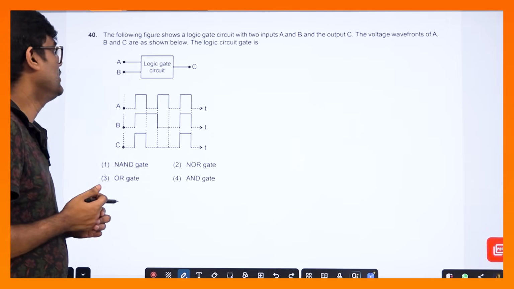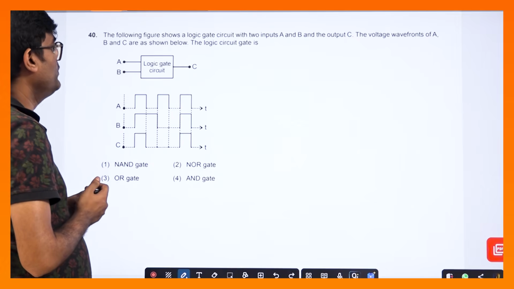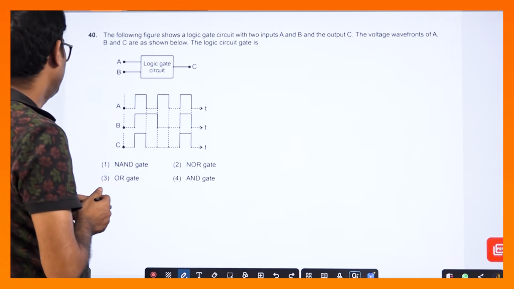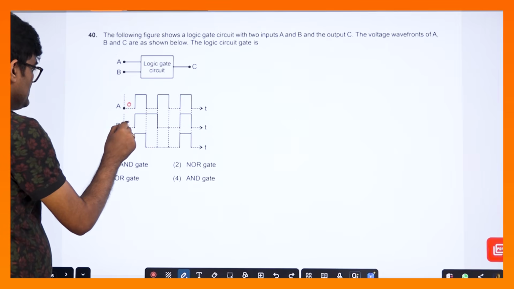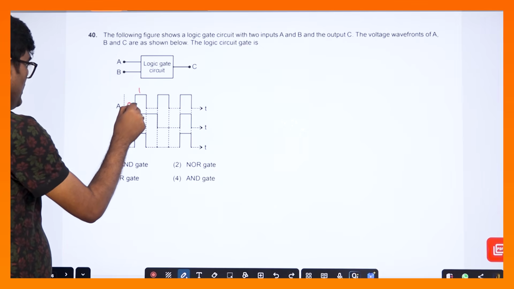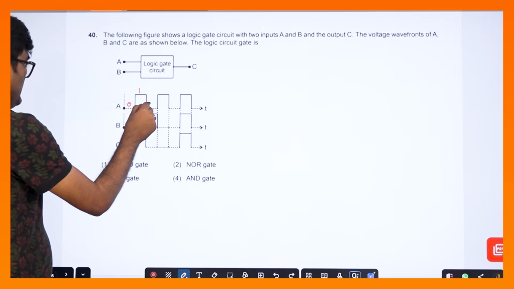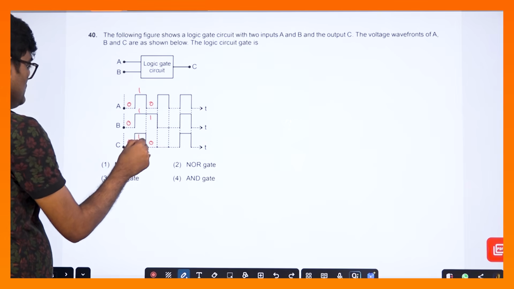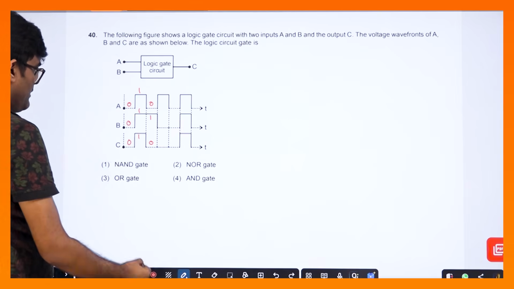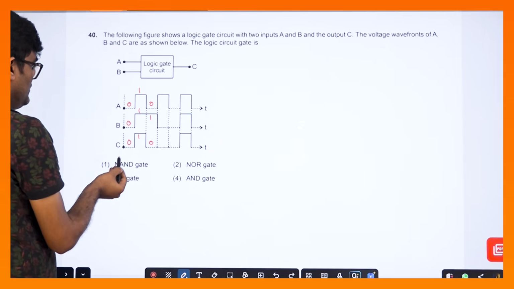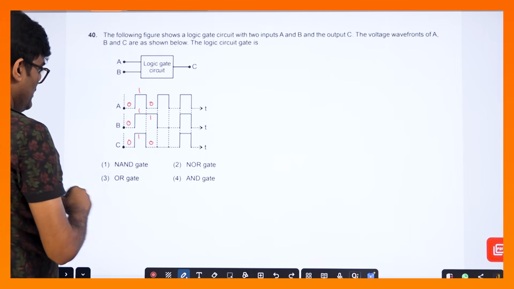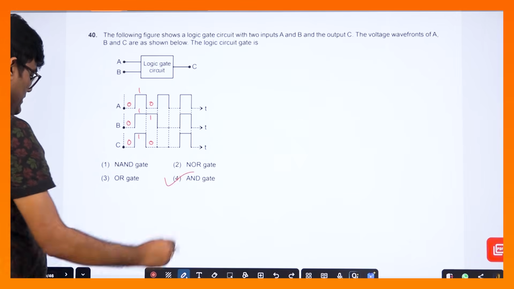The following figure shows a logic gate circuit with inputs A, B and output C, right? Okay, so I have to identify this. Look, if A 0, B 0, C 0; A 1, B 1, C 1; A 0, B 1, C 0. And when both are 1, then only it is 1. When either of them is 0, then it is 0, right? So it is an AND gate.